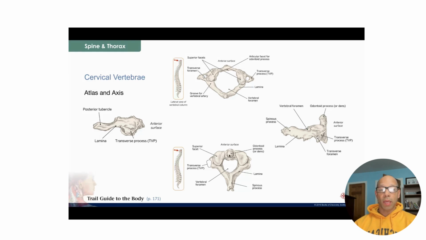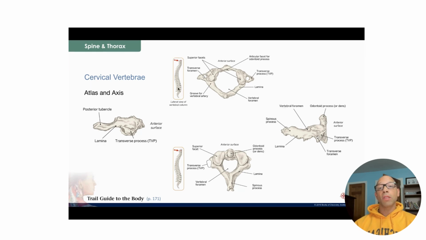So here, this process is what the atlas rotates around a little bit. Okay, so that's the second one. So the atlas is C1, the axis is C2. And when I say C in conjunction with a number, I mean cervical.